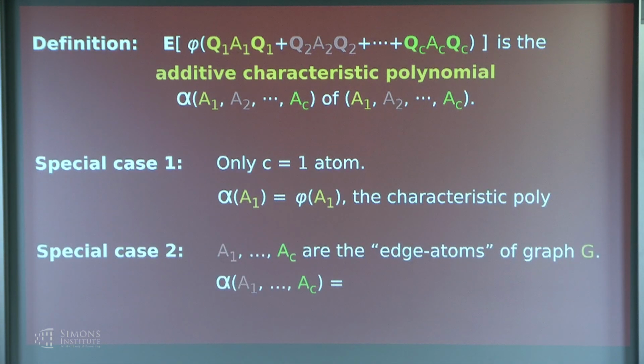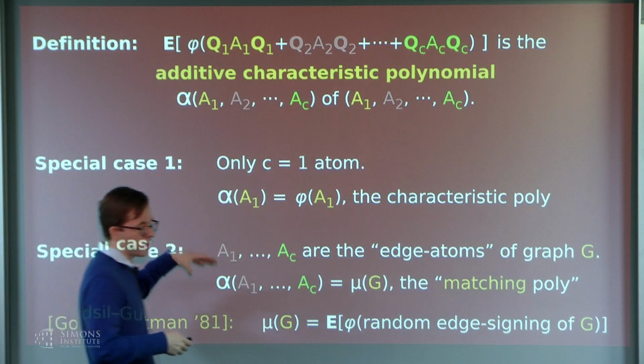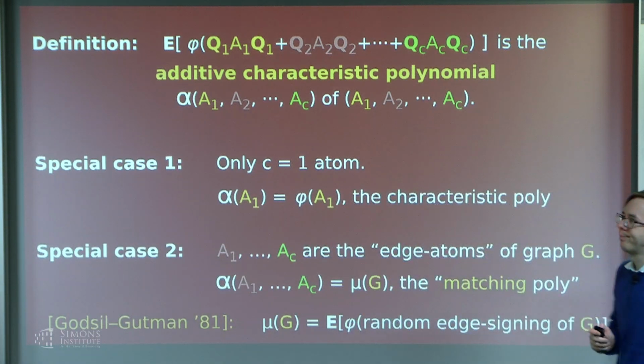Now this is an interesting special case too. Imagine you take one graph G and you do this operation of exploding it out into the edge atoms, writing it as a sum of single edge graphs. Then what is this additive characteristic polynomial? Well, a random balanced edge signing of a graph of an edge is just a random edge signing. So you get the expected value of the characteristic polynomial of a random edge signing of G. And it's a theorem by Godsil and Gutman that this is the matching polynomial of the graph, which is usually defined in a combinatorial way. So our additive characteristic polynomial also generalizes the matching polynomial.